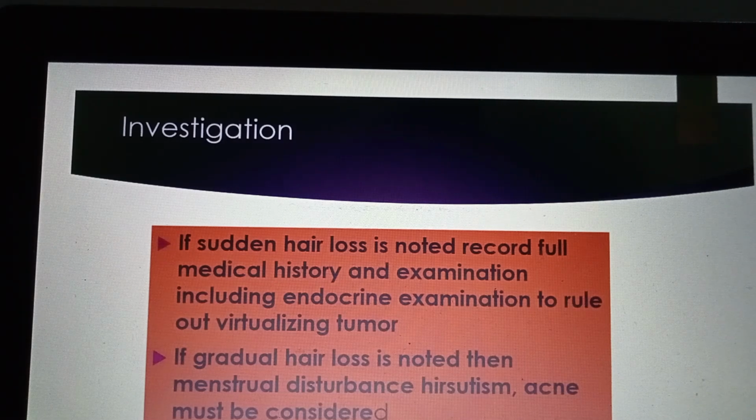Investigation. Now suppose the hair loss is sudden, and our patients say that my hairs are completely lost suddenly, then go for medical history and examination immediately. Medical history and examination include endocrine examination to rule out virilizing tumor. Now if the hair loss is noted gradually, then menstrual disturbance, hirsutism and acne must be considered.